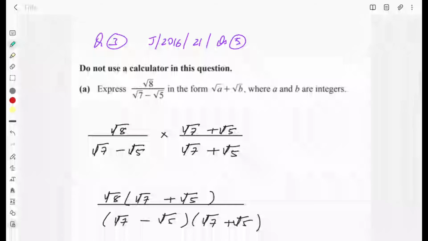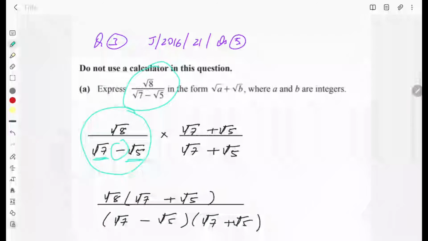Question number 3, which is June 2016, variant 2.1, question number 5. Express under root 8 over under root 7 minus under root 5 in the form under root a plus under root b. So you can identify under root sign in the denominator, and of course you have to get rid of it. Once again you have to change this sign and multiply and divide.